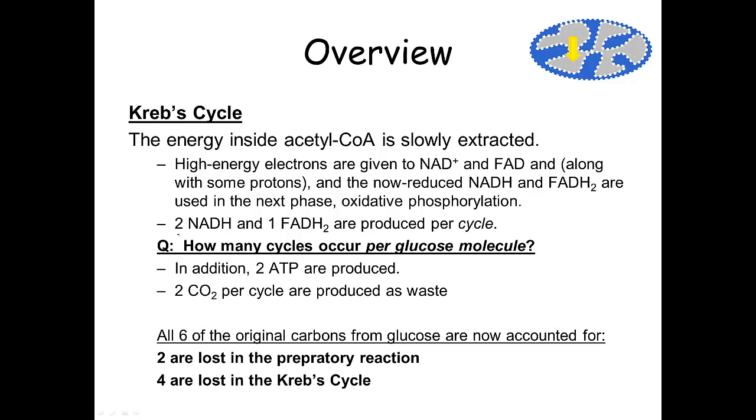In addition to the NADH and FADH2, actually 1 ATP is produced per cycle. So that was a typo. And 2 carbon dioxides are produced per cycle as waste. 2 carbon dioxides, that's the original 2 carbons from the acetyl group. So after the Krebs cycle, all 6 carbons from the original glucose are now completely converted back into the carbon dioxide they were built from.